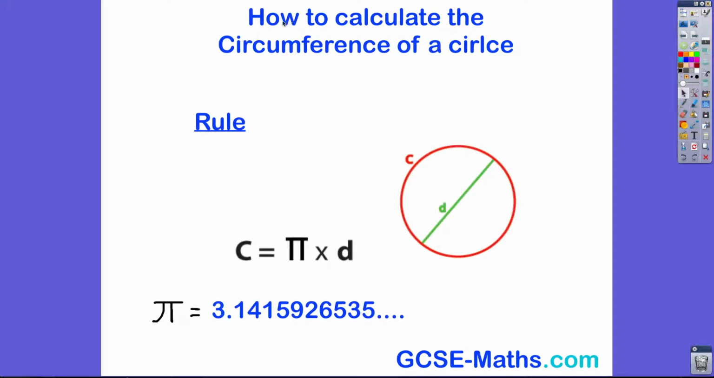Today I'm going to be showing you how to calculate the circumference of a circle. So let's start off with the main rule we have here. It is the circumference equals pi times d. And a few of you may be wondering, what is pi?